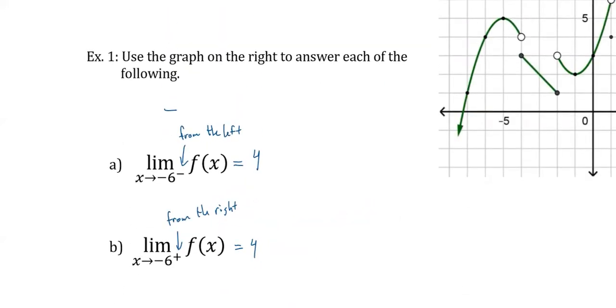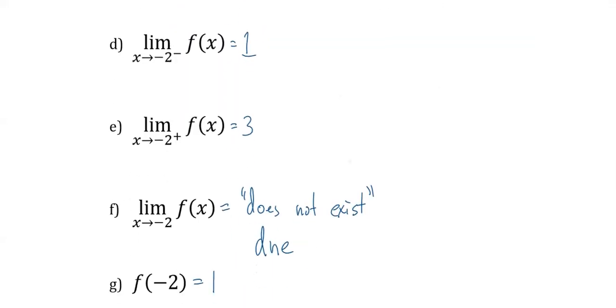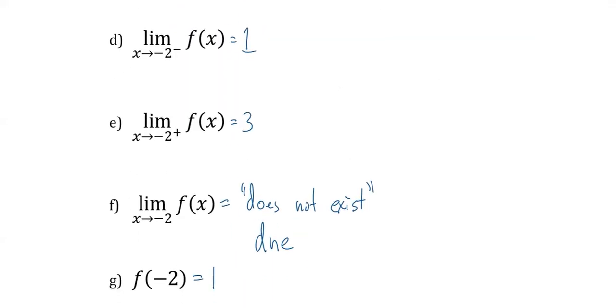So look what happened here. As I approach from the left, I approach 1. As I approach from the right, I approach 3. At negative 2, it's 1. But that turns out has nothing to do with the limit. In this case, the limit does not exist.